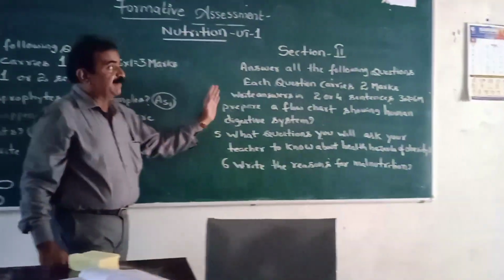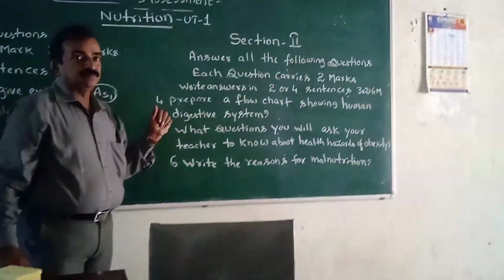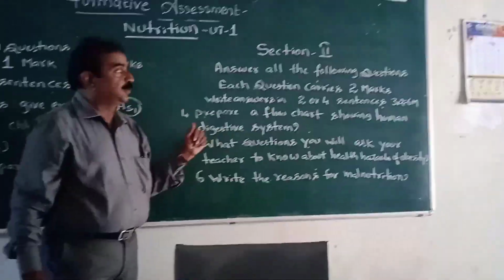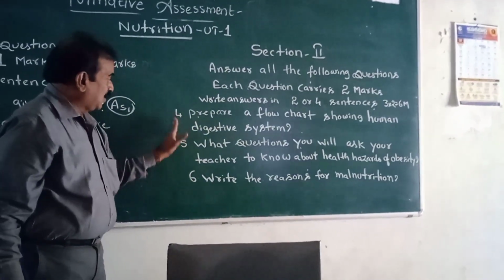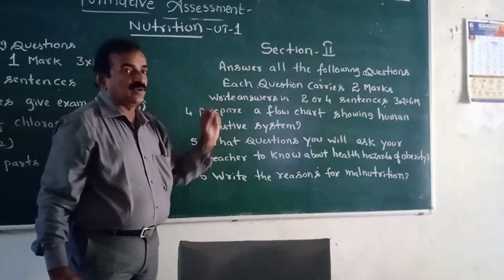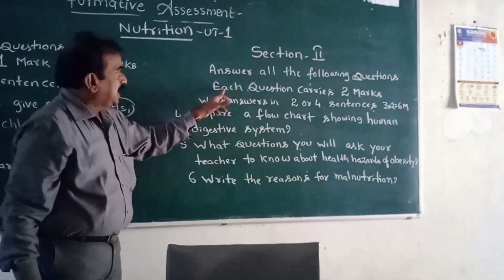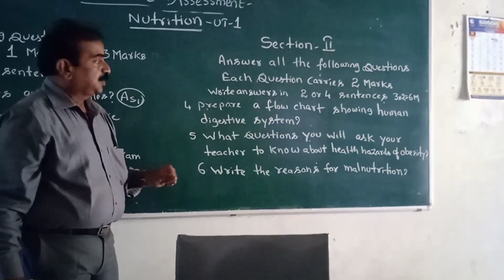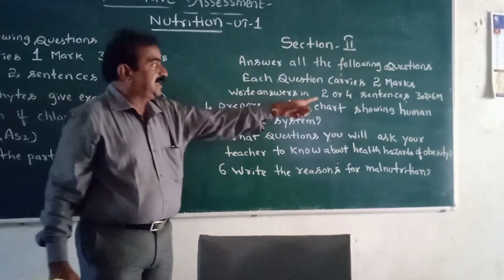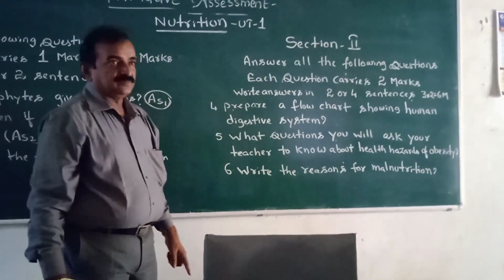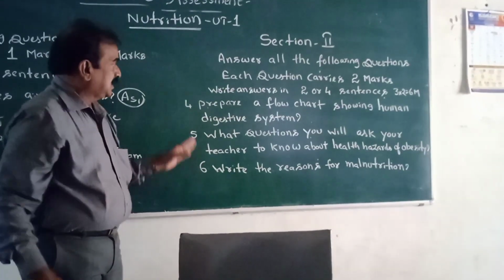Now I am telling you Section 2. Section 2 consists of 3 questions: 4, 5, 6. Answer all the following questions. No choice. Each question carries 2 marks. Write answers in 2 or 4 sentences. 3 into 2, 6 marks. This section carries 6 marks.